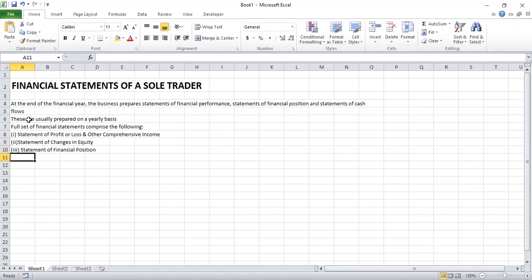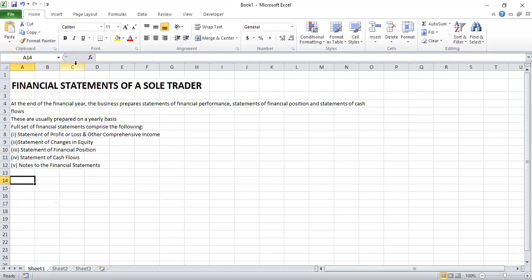Then we have got statements of cash flows. This shows how the cash of the business has been generated and how it has been used. Then we also have notes to the financial statements. There are some items that are provided in summary in the financial statements. So the notes now provide detail to those items.